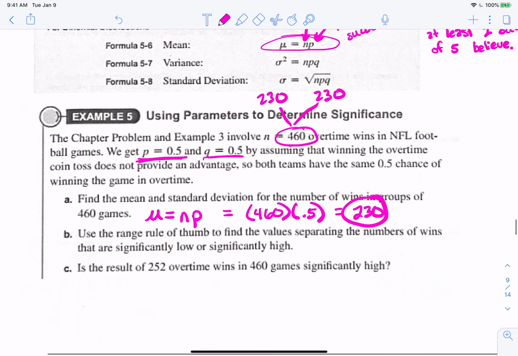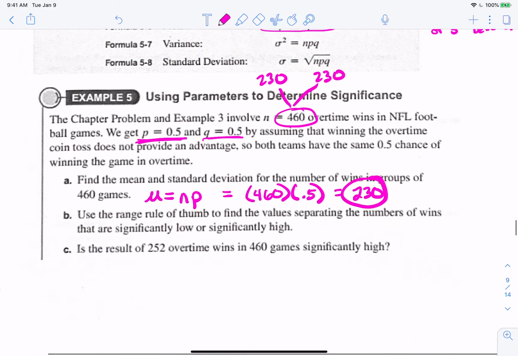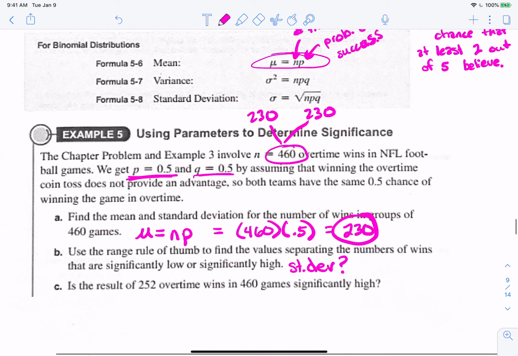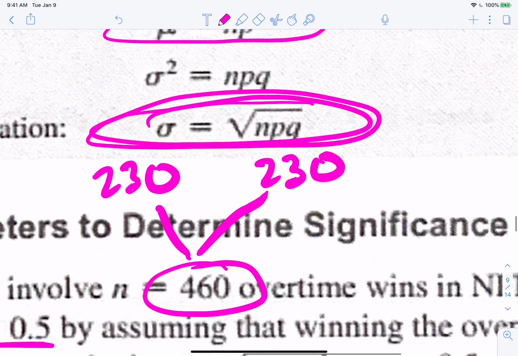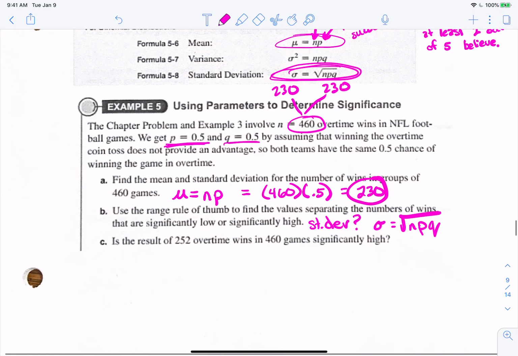Use the range rule of thumb to find the values separating the number of wins that are significantly low from those significantly high. So we need to know the standard deviation first before we can do that. The way of finding standard deviation is the square root of NPQ. Square root of N times P times Q. Let's compute that for the information that we're given.